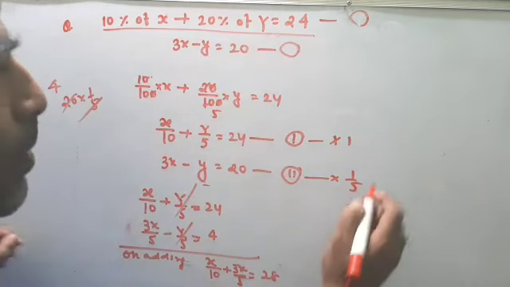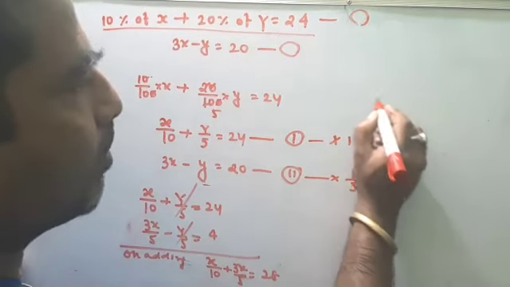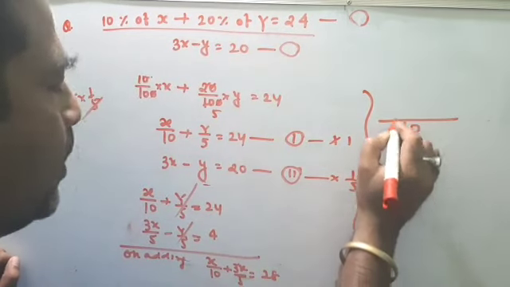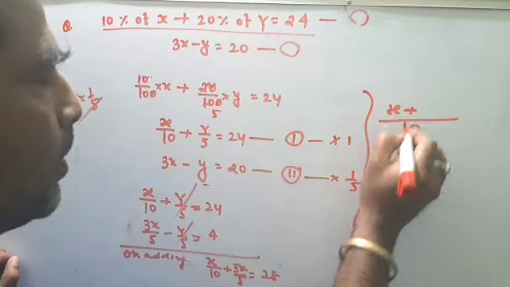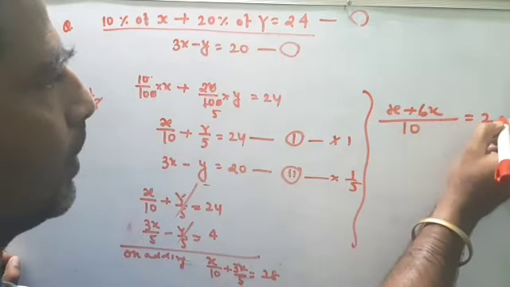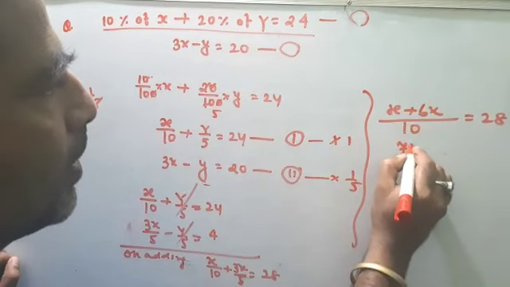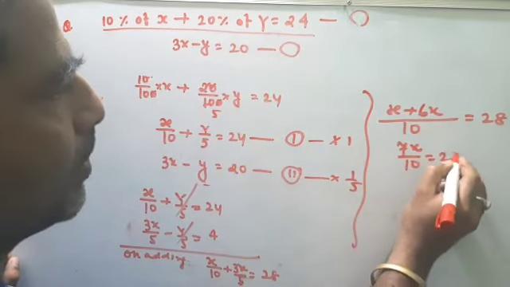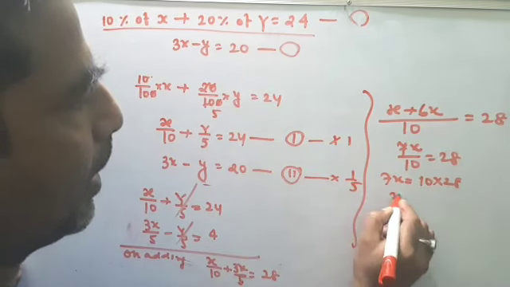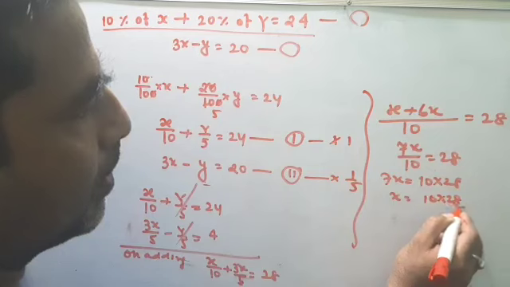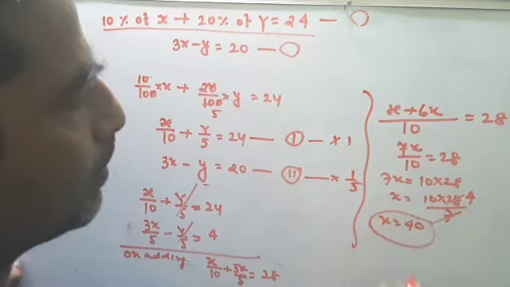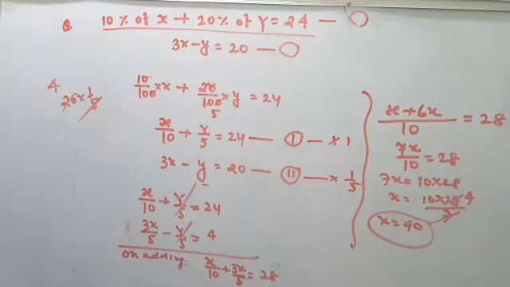So next I do here. So what is the LCM? LCM of 10 and 5 is 10. So x plus 5 twos are 6x here is equal to 28. So this one is 7x. So 7x by 10 is equal to 28. 7x is equal to 10 into 28, and x is equal to 10 into 28 by 7. 7 fours. So x is equal to 40. Clear?